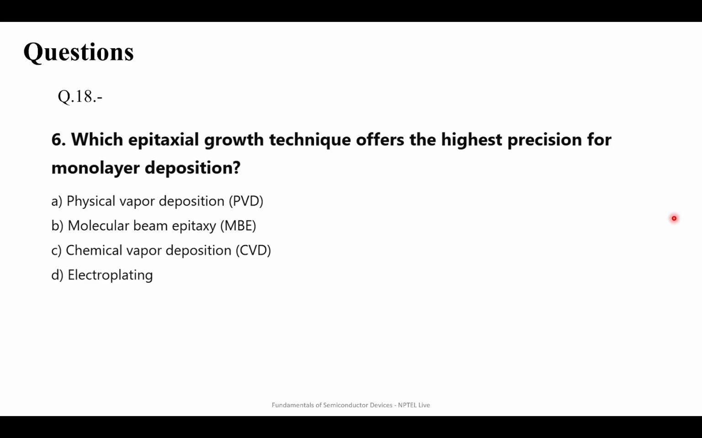Which epitaxial growth technique offers the highest precision for monolayer deposition? Physical vapor deposition, molecular beam epitaxy, chemical vapor deposition, electroplating. CVD. The answer would be molecular beam epitaxy. So in MBE you get the highest level of atomic control, even better than CVD. Okay, sir.